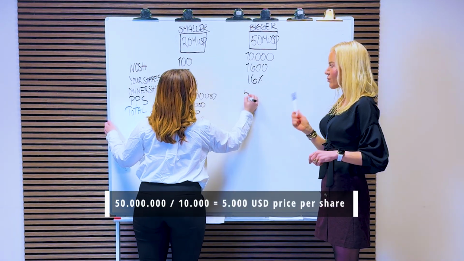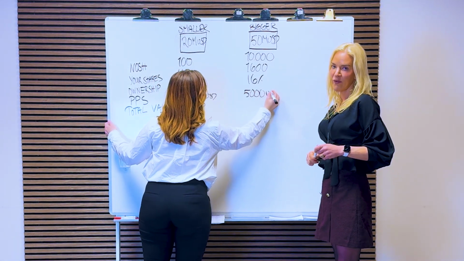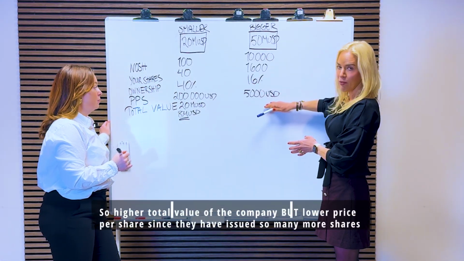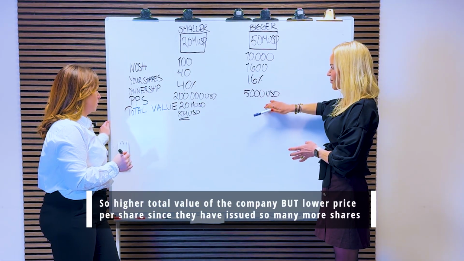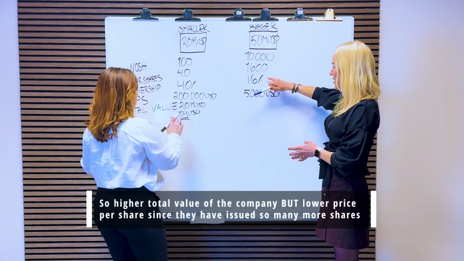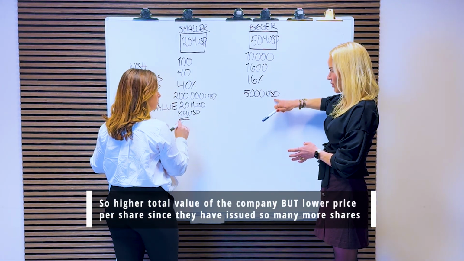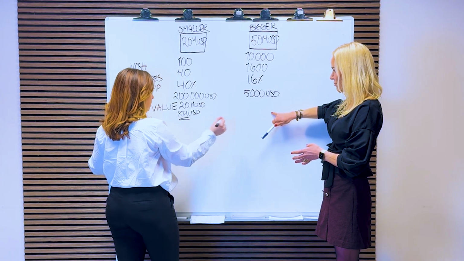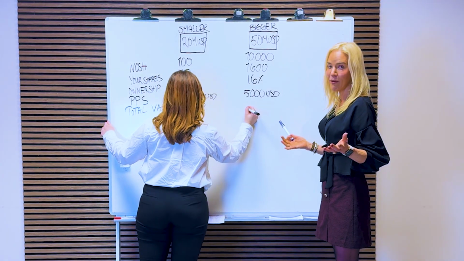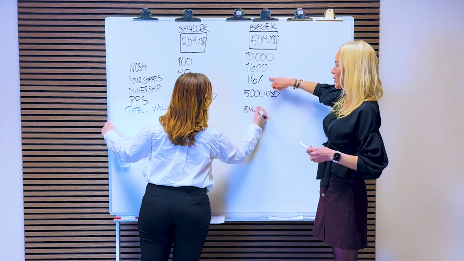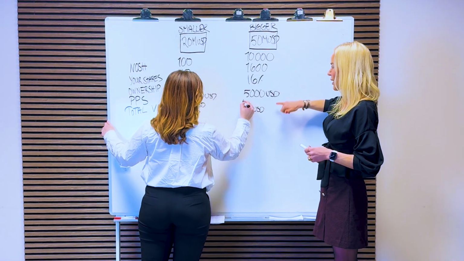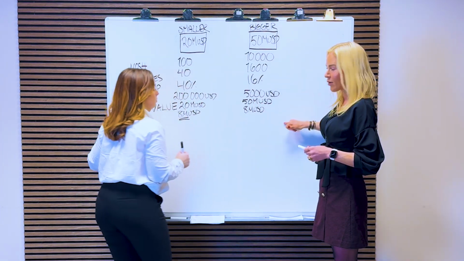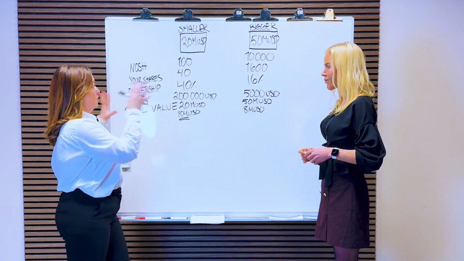And that's per share then? Per share. So we have a lower value per share in the bigger company. Bigger value in total, lower price per share because they have more shares. And Kurt's value is 1,600 times the price per share, 5,000. So then we end up with 8 million. Same economic value. Different ownership stake, same economic value, different number of shares, different price per share, all ending up with the same economic value.